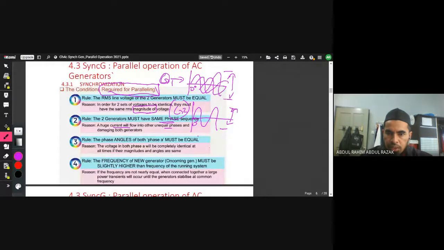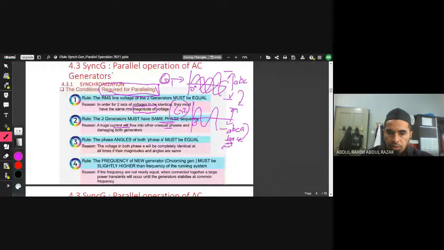So let's say generator 1 is flowing A, B, C phase. Generator 2 also has to have the same phase of A, B, C, not B, A, C. If BCA, it is still okay because it is the same phase, BCA and ABC are the same. But if you interchange these two poles, it becomes BAC, so it's already inverting the sequence. So it should be ABC. This one also should be ABC sequence. So the angles must be equal.